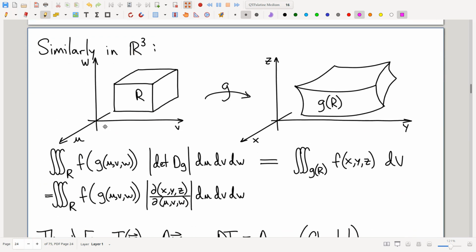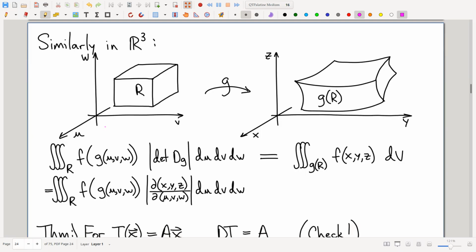Okay, 3 dimensions. Good news. It's exactly the same ideas, just now volumes instead of areas. And good news, the stretching factor is again the absolute value of the Jacobian determinant. And again, we have this convenient notation, this fake fraction looking notation.